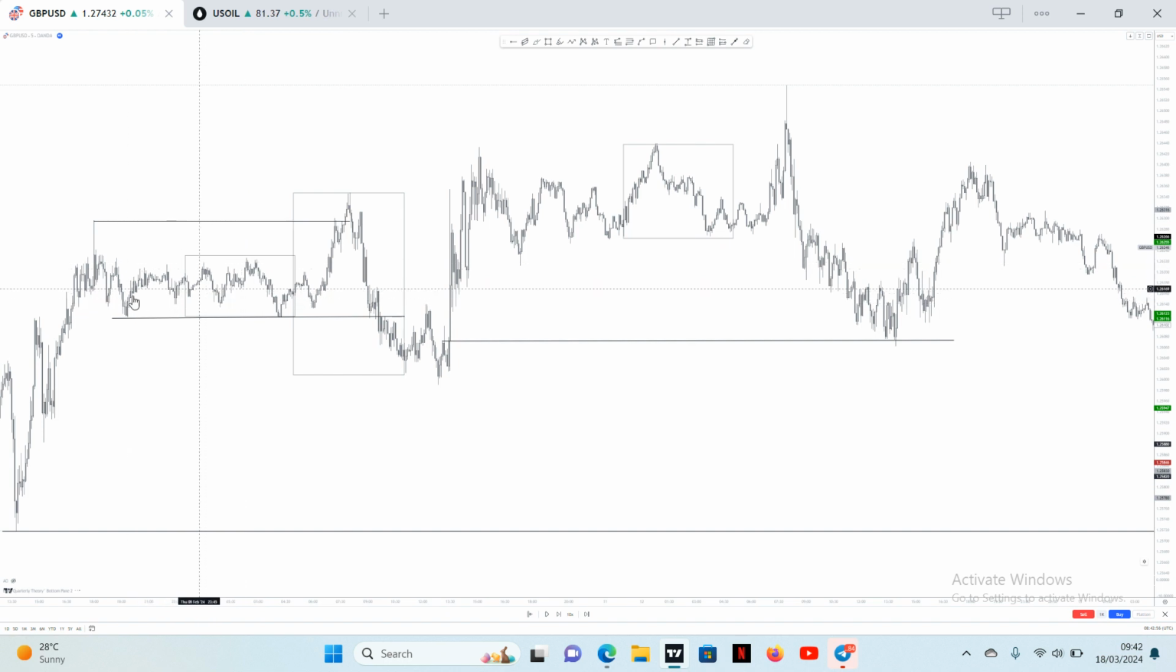I had a structure, a temporary high and a temporary low at the same time. Now, quarter one, being Asia, consolidated.